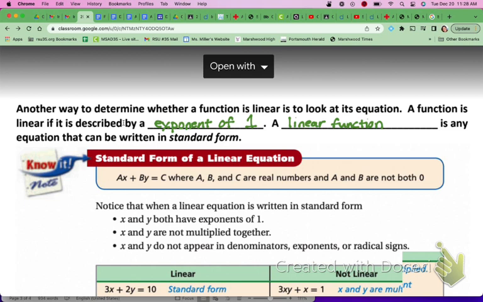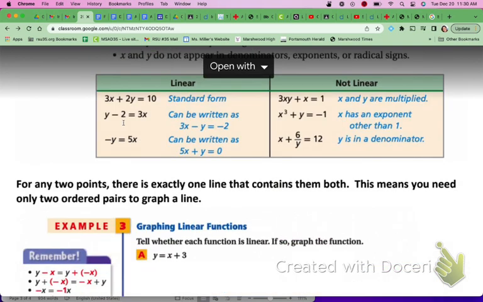So things to notice. X and y both have exponents of 1. X and y are not multiplied together. X and y do not appear in denominators, exponents, or radical signs. So to determine whether something is linear or not, you can rewrite something in standard form, right? So these would all be linears.